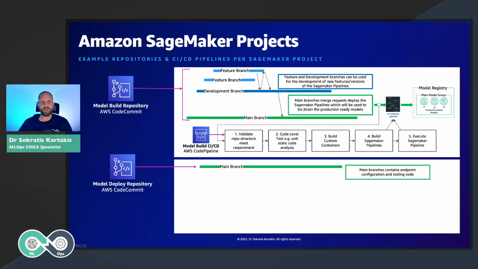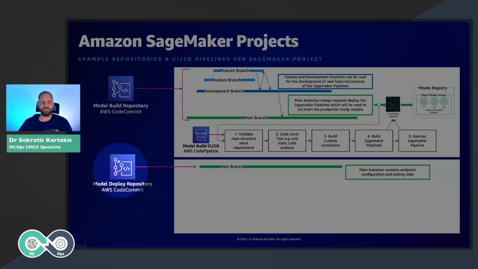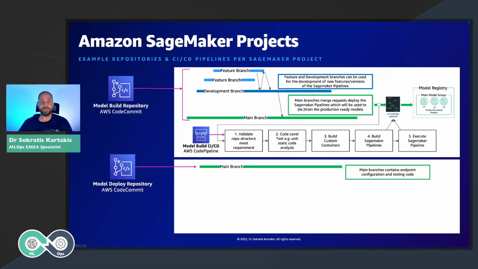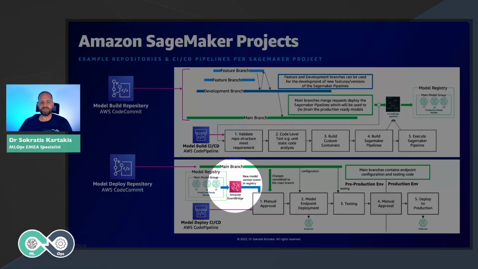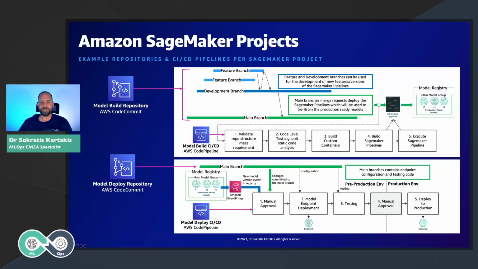How can we now trigger and get the code from the model deploy and start executing the deployment process? From the model registry. Every time that we press the update status that I showed you earlier, and we approve the model, this will trigger an EventBridge event. This EventBridge event will trigger a CI/CD pipeline that will start the deployment process.